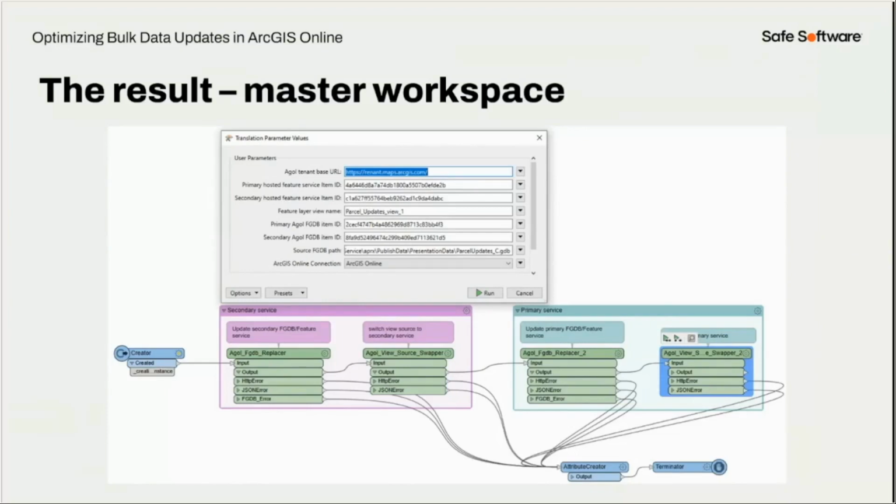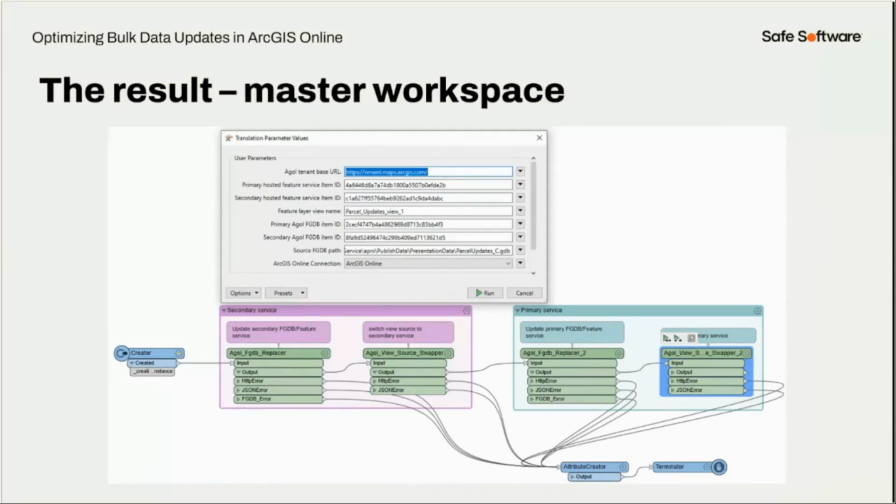As you can see here, it has a number of workspace parameters, but it's still a fairly small set that should be manageable when implementing this for a particular feature service. Using our custom transformers as building blocks, the sequence we're implementing here is: update the secondary feature service, then switch the view's data source over to the secondary feature service, then update the primary feature service, and then finally switch the view's data source back to the primary feature service. This makes the update flow as smooth and resilient as possible.